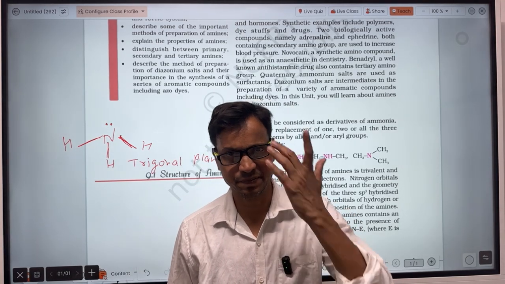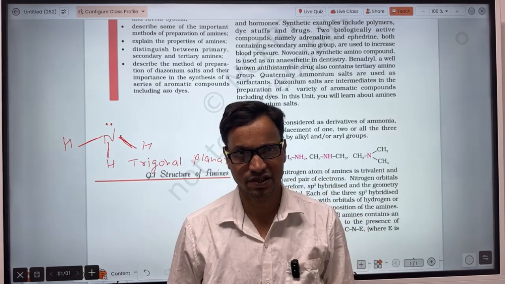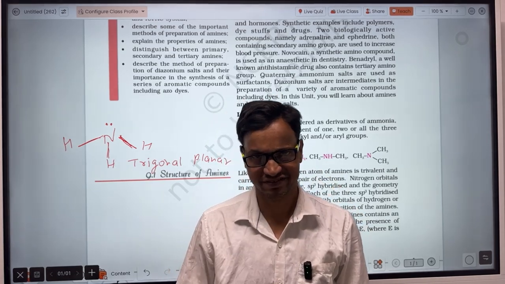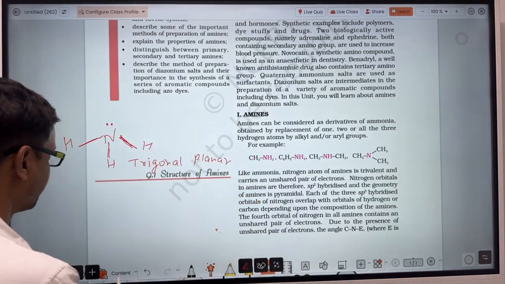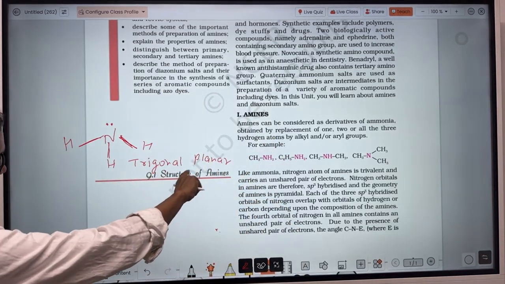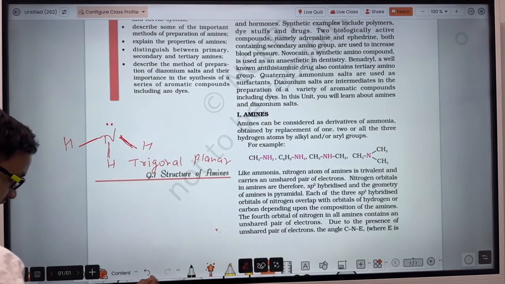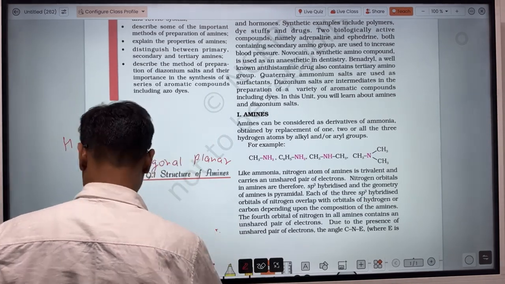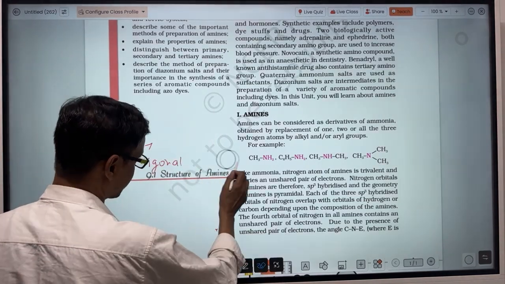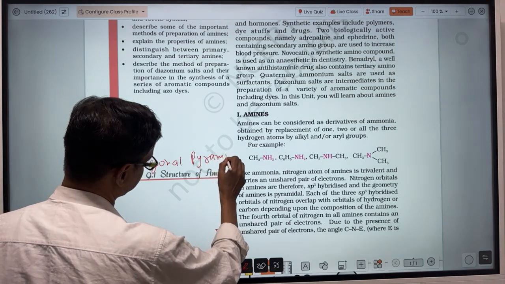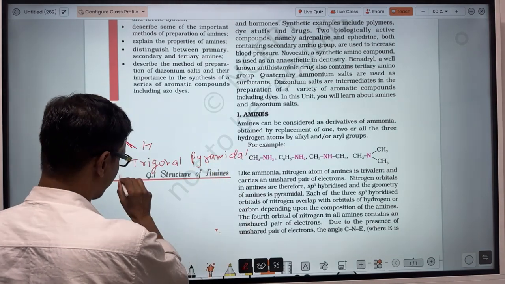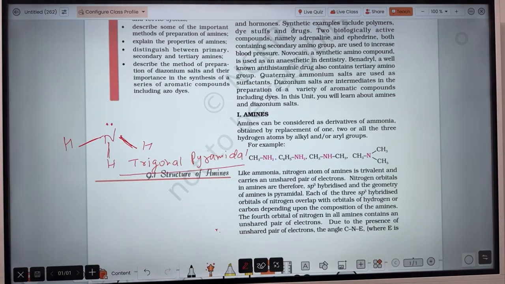That means the shape will be pyramidal, in which the base is triangular. Oh, sorry, the shape here is not trigonal planar, it is trigonal pyramidal. So the shape of ammonia is trigonal pyramidal.